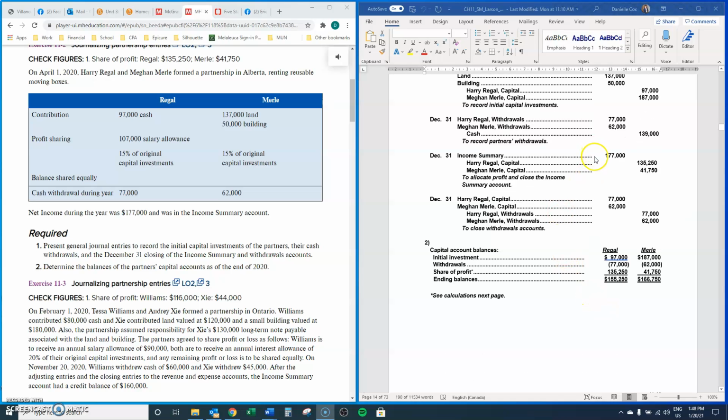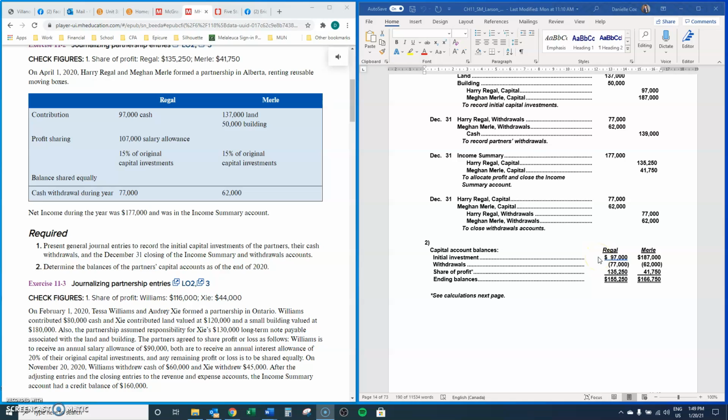So we close out the income summary by debiting that account, and we credit each of the partners the amount of the profit that we just calculated. Then we close out the withdrawals account. So as you can see here, to record the withdrawal, we debit the withdrawals account for each of the partners. Now we credit that amount, and we debit the amount to their capital account to reduce their capital contribution. Then, in Part 2, determine the balance.